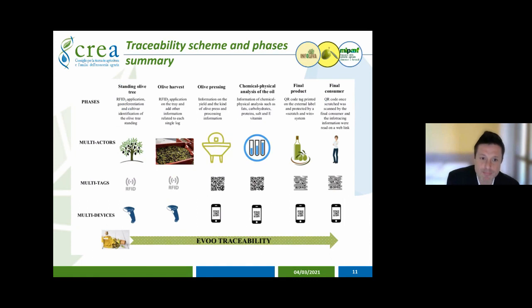So basically this sums up what I was saying. These are the phases where we have been introducing a technology: standing tree, harvest time, olive processing in the mill, where the analysis of the oil composition in terms of nutritional values is made, final product in terms of bottles or other containers used to store the oil, and the possibilities the consumer can have with a bottle in hand. The actors that can participate, from the producers to the consumers, where the tags or other systems are used, and which devices are used to read the information.